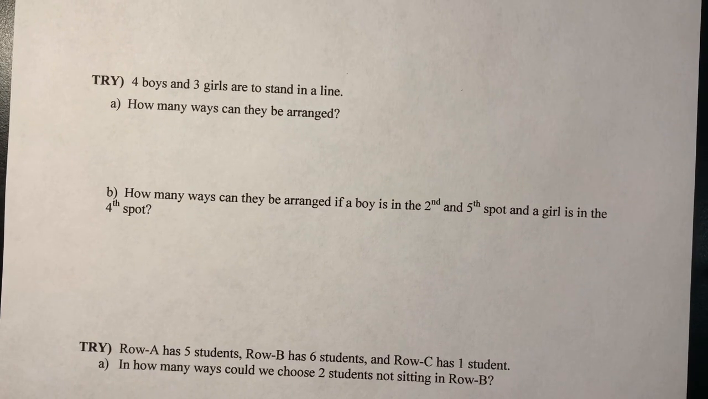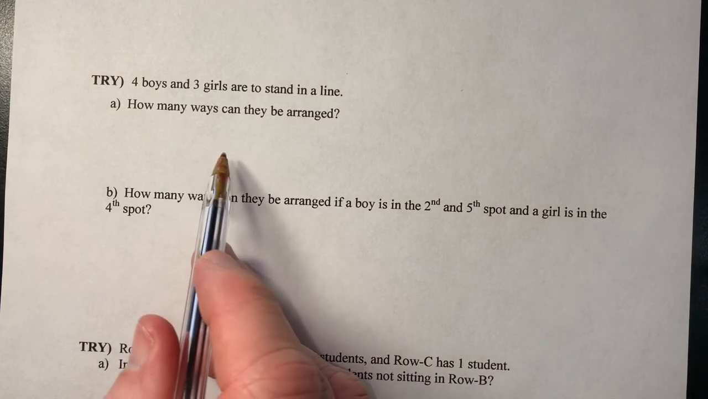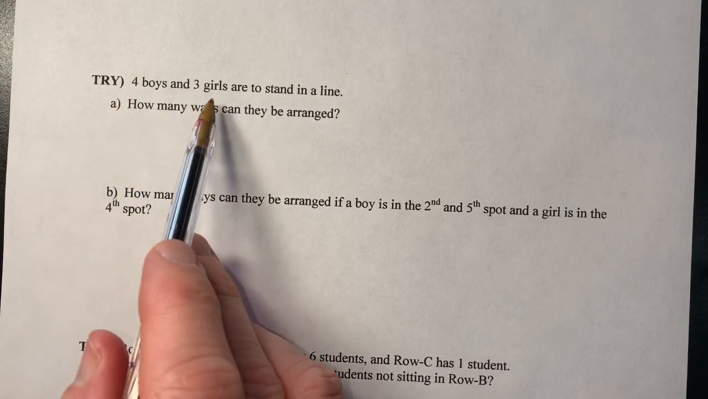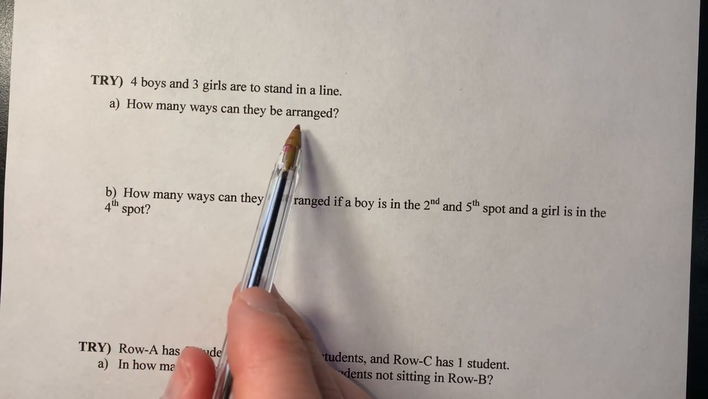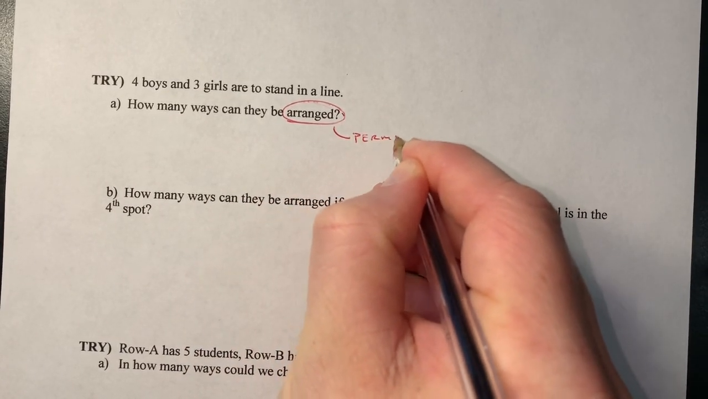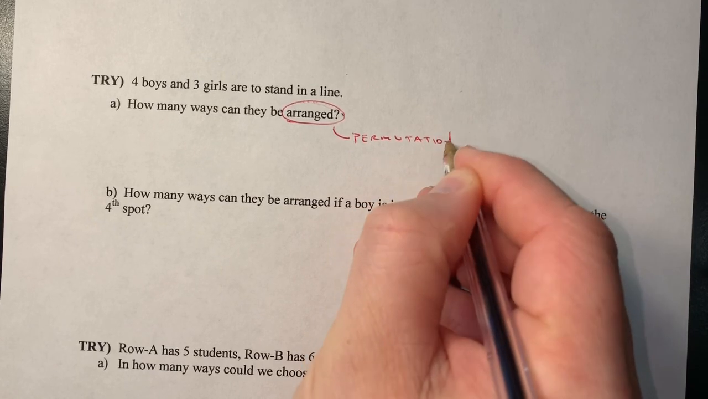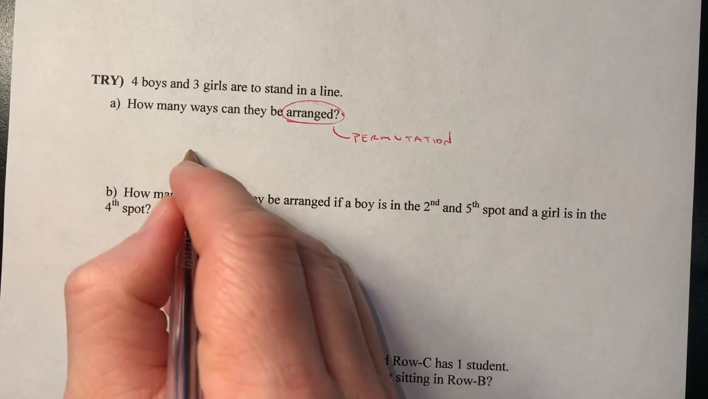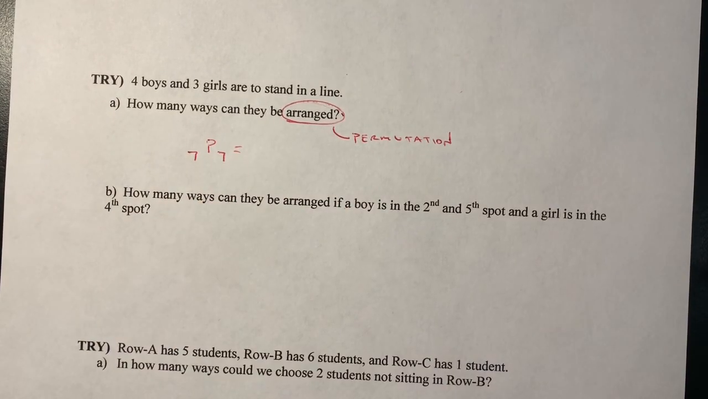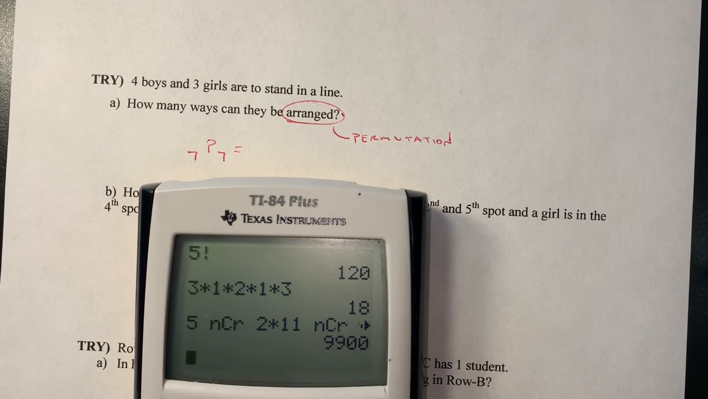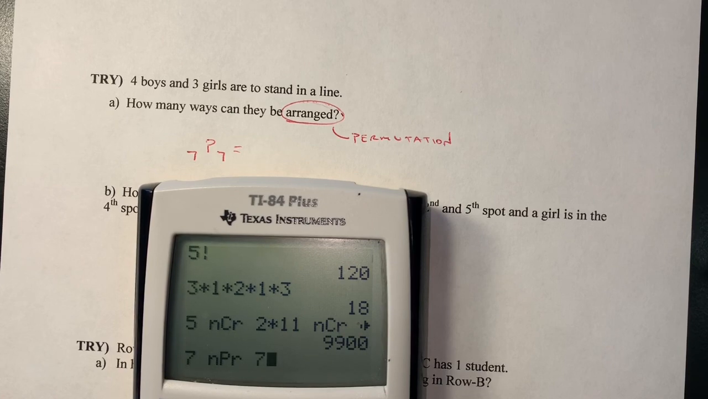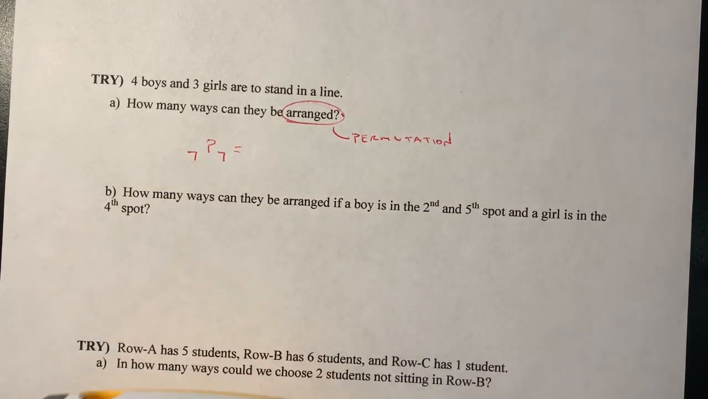Four boys and 3 girls are to stand in a line. In how many ways can they be arranged? So we've got 7 people here, and all 7 of them are going to be arranged in a line. Arranged, permutation. Okay, so we are going to arrange 7 students, and we're going to use all 7 of them. 7P7. And that is 5,040 different ways.